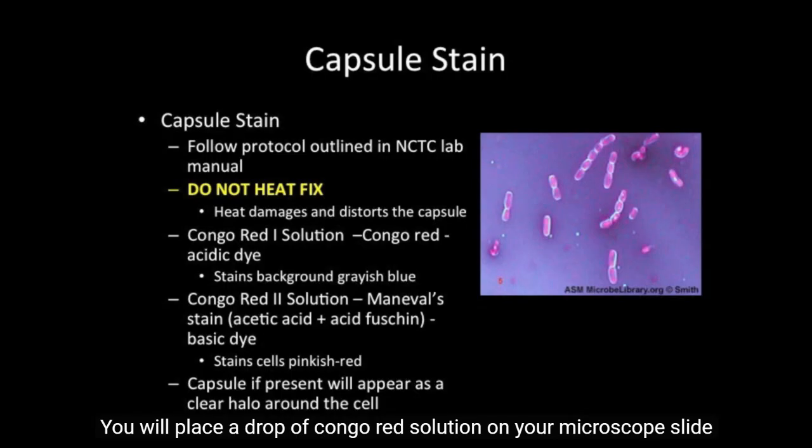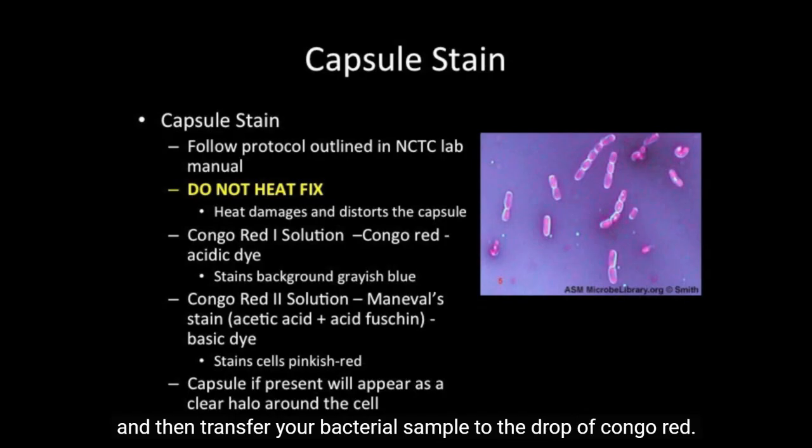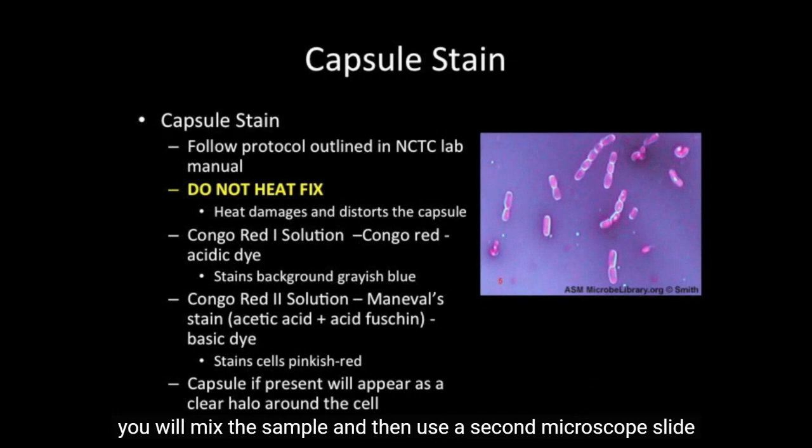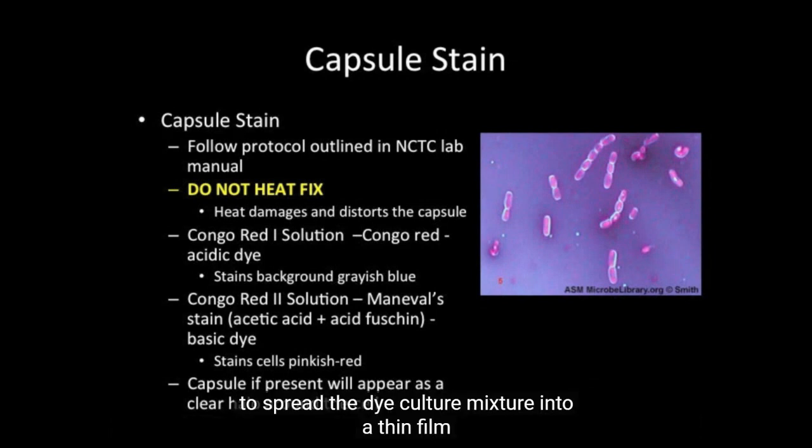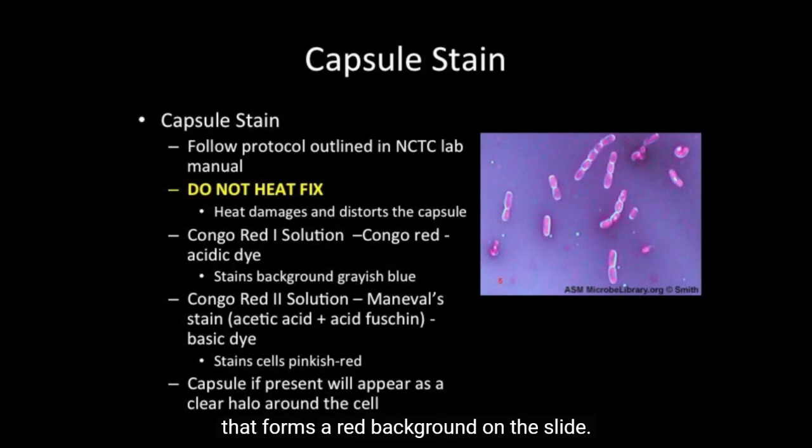You will place a drop of Congo Red solution on your microscope slide and then transfer your bacterial sample to the drop of Congo Red. You will mix the sample and then use a second microscope slide to spread the dye culture mixture into a thin film that forms a red background on the slide. The slide is air dried, but it is not heat fixed.